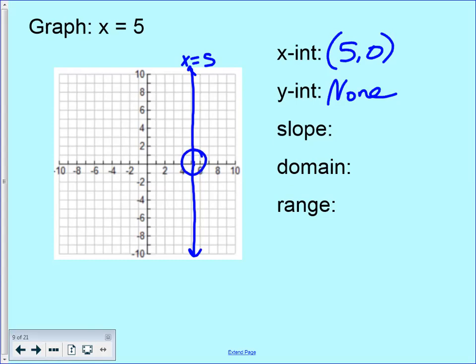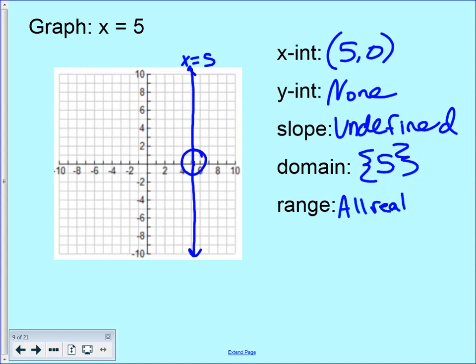My slope, this line here is not even a function. Remember, if I have multiple x's that are exactly the same, that tells me that I am undefined. There is no slope. My domain is 5 because all these x's here are exactly the same on this line. So 5 is my domain. My range, however, is going to be all real numbers. Okay?